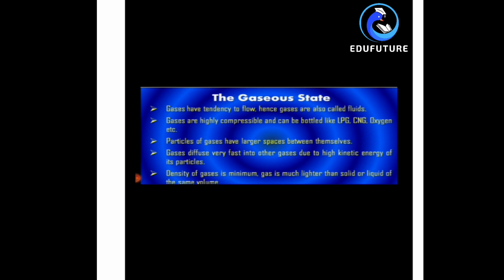Gas is much lighter than a solid or liquid of the same volume. So that means density of gas is minimum. That is, mass per unit volume is minimum. And if you are talking about solids, it's more, and lesser in liquid.